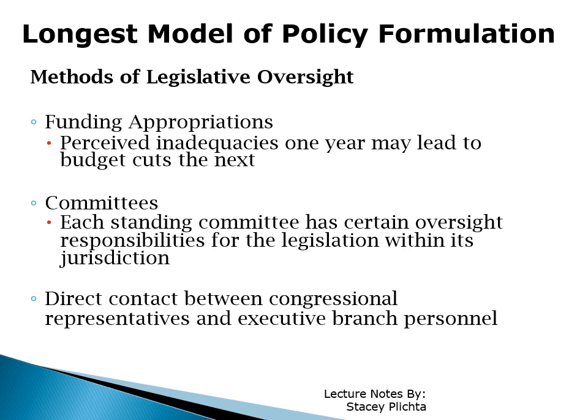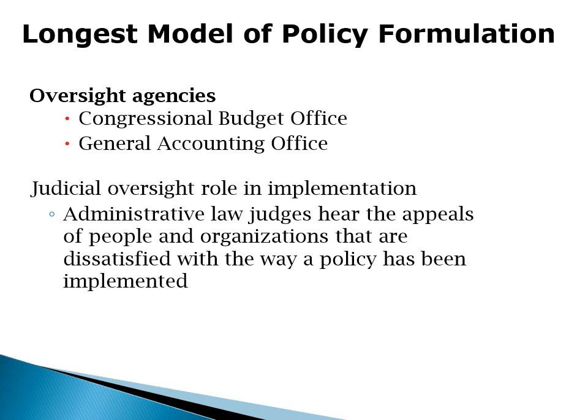Well, through funding appropriations. If an agency is seen as inadequate in one year, they may see budget cuts. Each standing legislative committee has certain oversight responsibilities for the legislation within its jurisdiction. So those committees, once a law goes out of their committee and is passed and implemented, are going to follow how well that law is being implemented. And finally, there's a lot of direct contact between congressional representatives and executive branch personnel. In particular, there's two oversight agencies that assist Congress with this. One is the Congressional Budget Office, the other is the General Accounting Office.